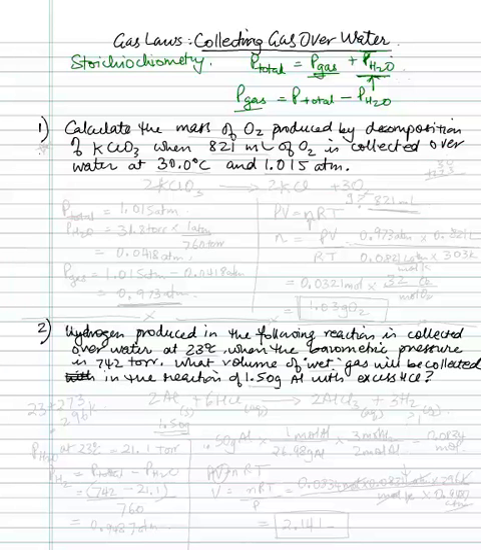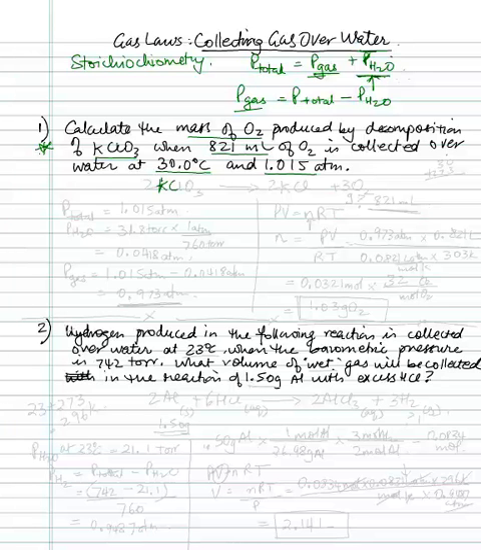So these are kind of like totality problems in some ways because you have everything going on. So let's work on the first problem. Calculate the mass of oxygen produced by decomposition of KClO3, which is potassium chlorate, when 821 milliliters of oxygen is collected over water at 30 degrees centigrade and 1.015 atmosphere. Okay, and you need to have the equation, because if it's a stoichiometry, then you need the equation.